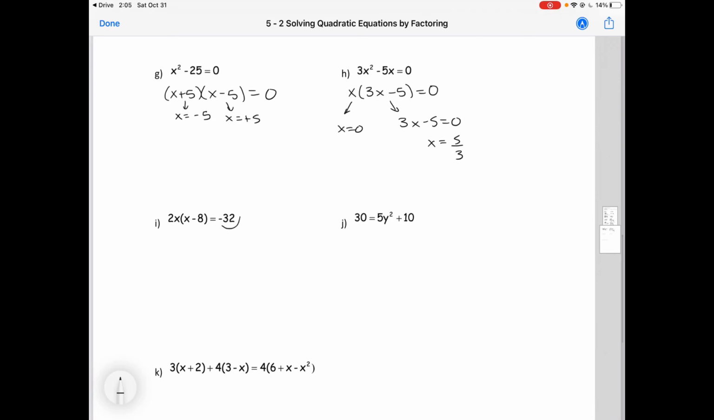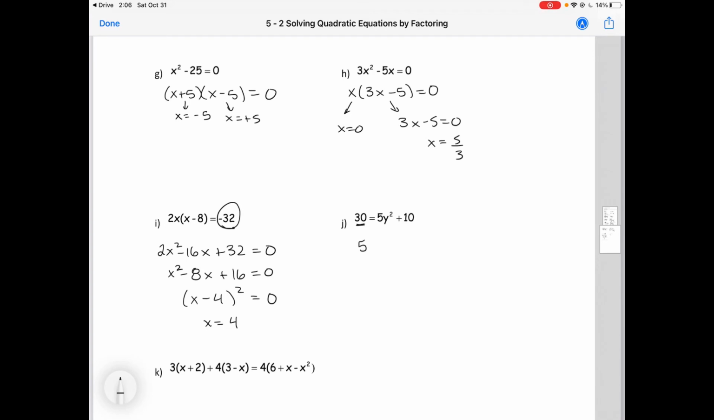So another example here, not equal to 0 on the right-hand side, even though it is in factored form. So what we have to do here is expand and move the 32 over to the left-hand side to get it equal to 0. Now what I would do before I factor is divide everything by 2 to make my numbers a little bit smaller, because then I can look for two numbers that multiply to 16 and add to minus 8, which actually factors as a perfect square trinomial, x minus 4 all squared, which means that I only have one solution here, which is positive 4.